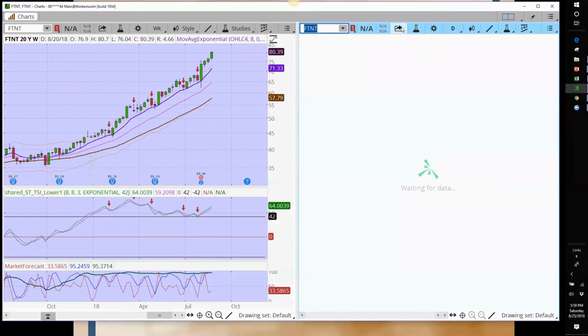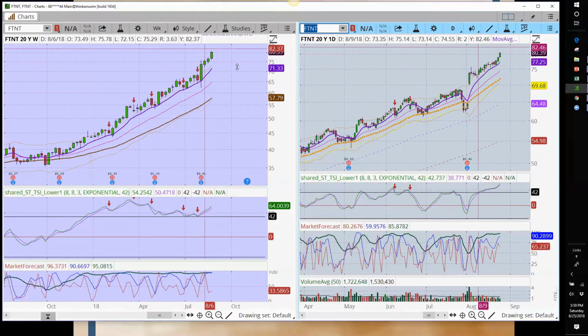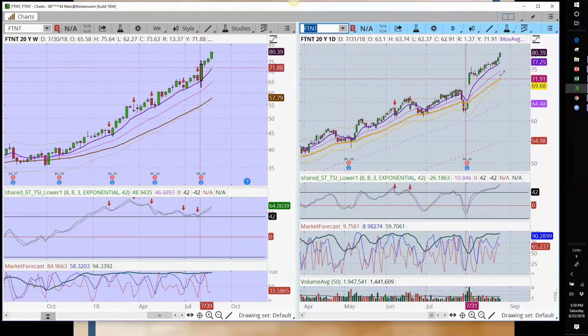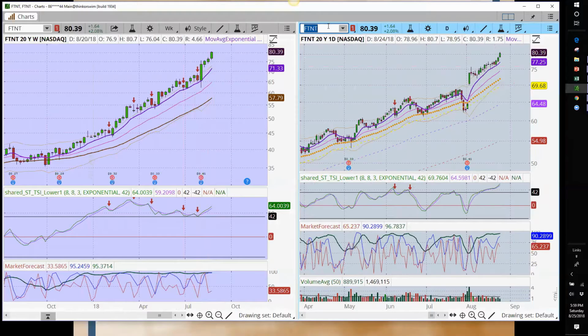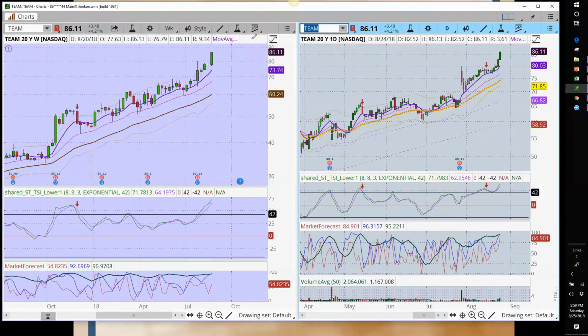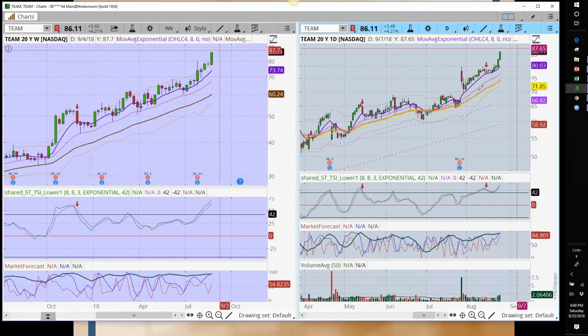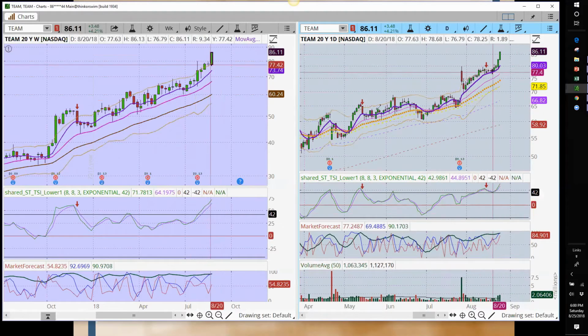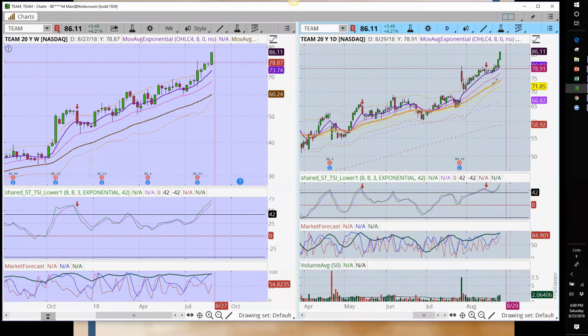FTNT, pushing higher, needs a pullback into the moving averages to make it interesting. Not happening yet. TEAM, again, nice breakout, higher high. Again, it also needs a pullback into the moving averages to make it interesting. It is respecting the 8-day moving average, as you can see here on the daily chart.